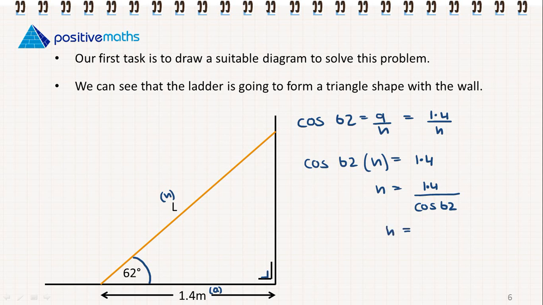So we go to our calculator, put in cosine 62. Now it's going to be 1.4 over 0.4695. So now we have 1.4 divided by 0.4695. Our answer is going to be 2.9819. If we're asked to give our answer to the nearest meter, then our answer is going to be h is equal to 3 meters. So the length of the ladder is equal to 3 meters.